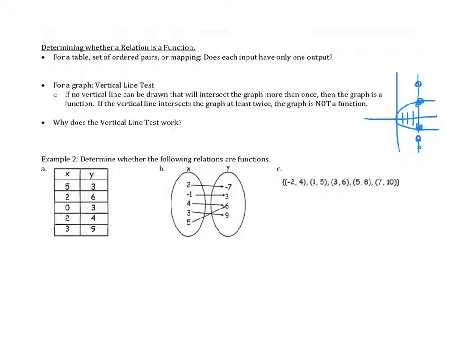So on number 2, I want you to start by looking at the table. Are there any x values that appear twice? Well, yes, there's a couple, 2's. So then we're looking at the y values. If they're the same, we're okay, but if they're different, that means we have a different output for the same input. Well, look what we have. 2 and 6 and 2 and 4, which means the outputs are different, which means it's not a function.